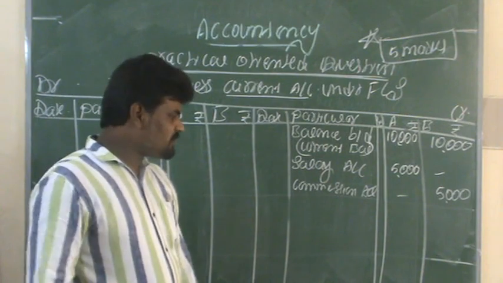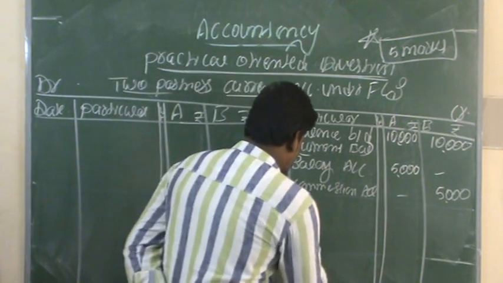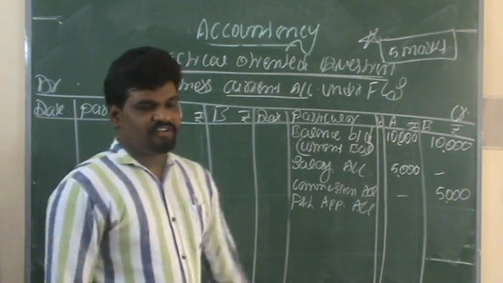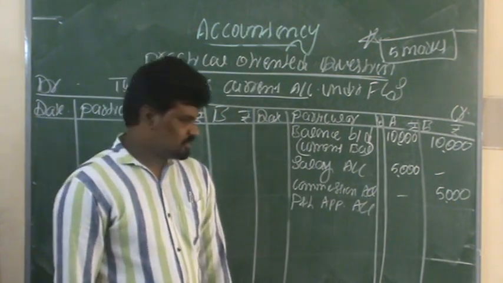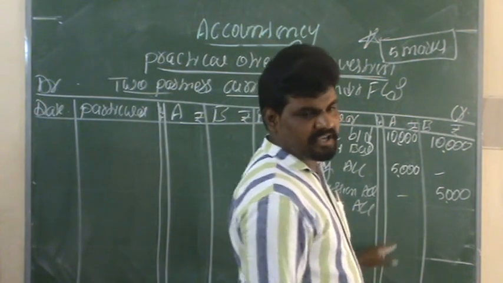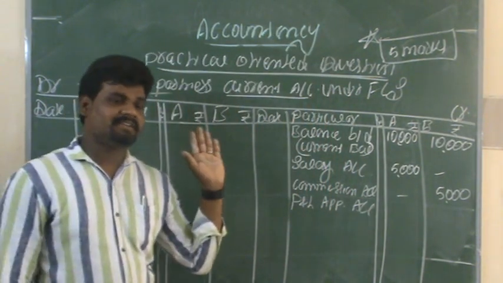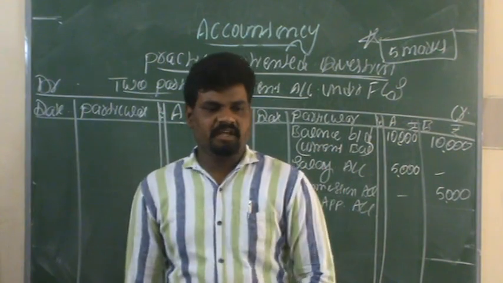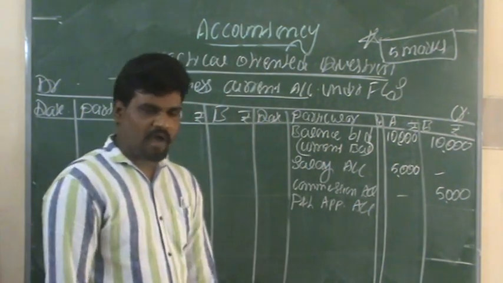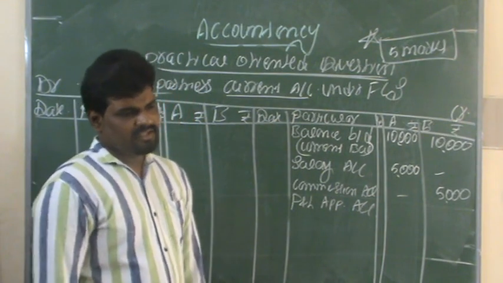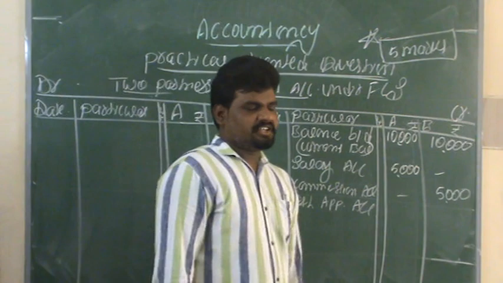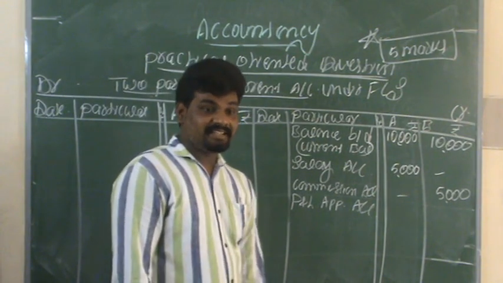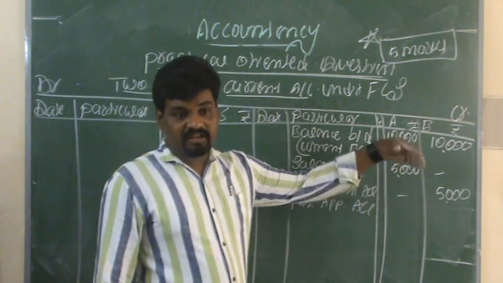On the same day, the next transaction may be the profit and loss appropriation account. Before the preparation of the partners' capital as well as current accounts, we prepare the appropriation account. By preparing that appropriation account, we ascertain the true profit or loss during the year. Whatever profits or losses we appropriate, appropriated means nothing but distributed among the partners according to their agreed ratio.